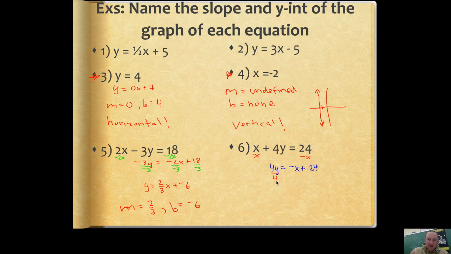We're going to divide the left side by 4. So we need to do the same thing to the right side. Just make sure you divide both terms by 4. The coefficient on this x is a -1. So the fraction in front of your x is -1/4. 24 divided by 4 is 6. So your slope is -1/4, and your y-intercept is 6.